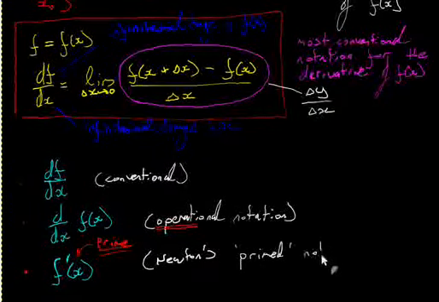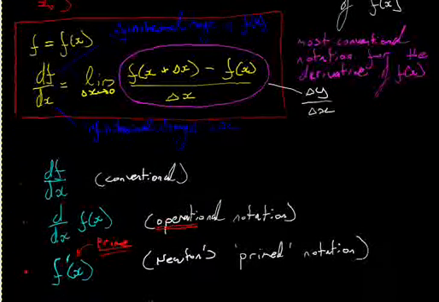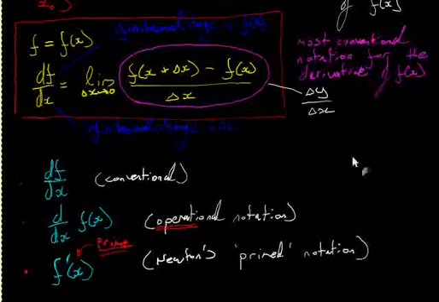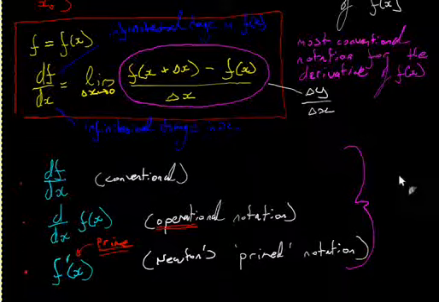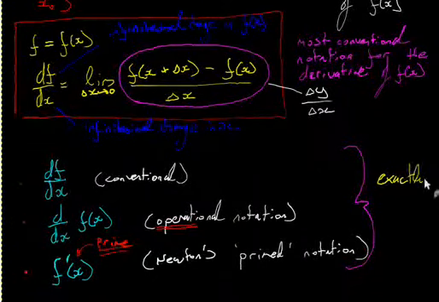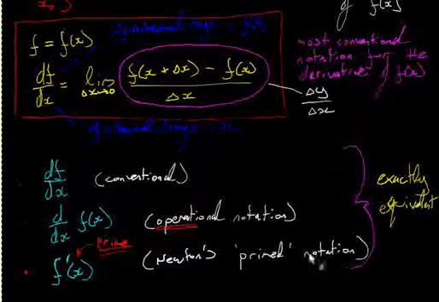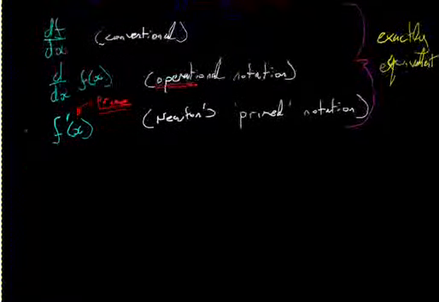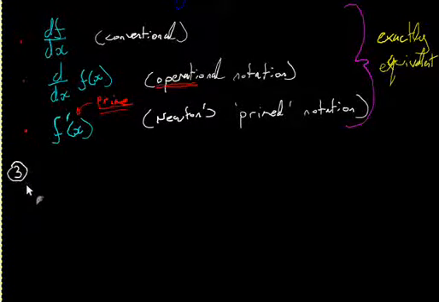Prime. And this is actually a notation that was introduced by Isaac Newton, so it's called Newton's primed notation. So if we have a function f of x, f prime of x denotes its derivative, and it's a useful way to write it down on paper. And of course all these notations are exactly equivalent. They mean exactly the same thing.